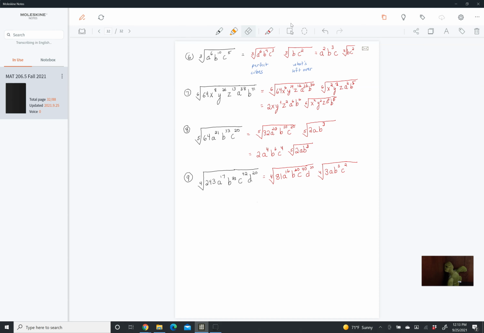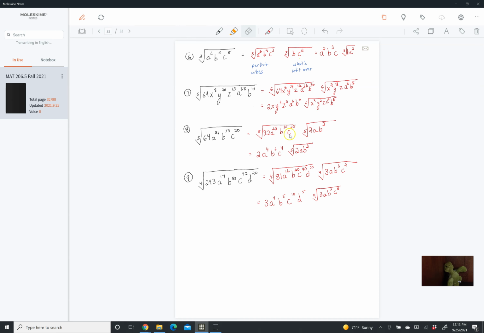And now the only thing left to do is to simplify this first radical. So the fourth root of 81 is 3. 16 divided by 4 is 4. 20 divided by 4 is 5. 40 divided by 4 is 10. And again, 20 divided by 4 is 5. And then the second radical gets left alone. It's just the fourth root of 3ab cubed c squared. That's a b to the third power.